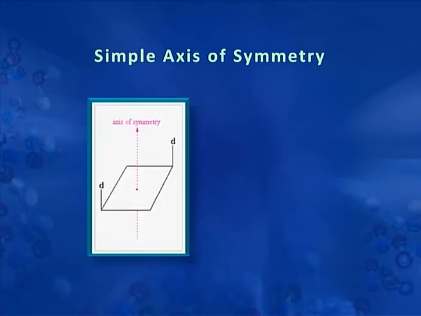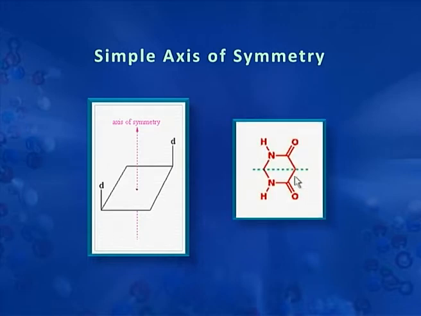Let us take a molecule. In this structure we find that this is the axis and when we rotate by 180 degrees around it, we get an identical structure. Another molecule, this is the axis, when the molecule is rotated around this axis, we get an identical molecule because CO goes there, NH goes there. So, such molecules are said to possess a simple axis of symmetry.